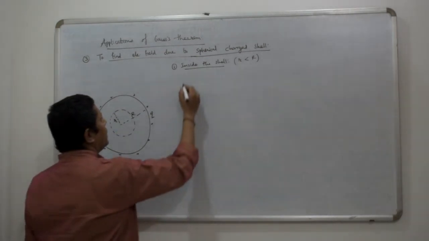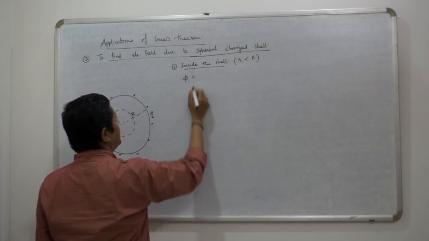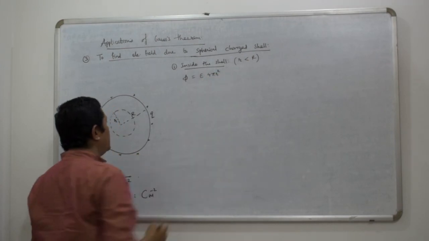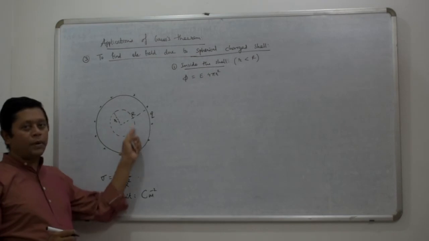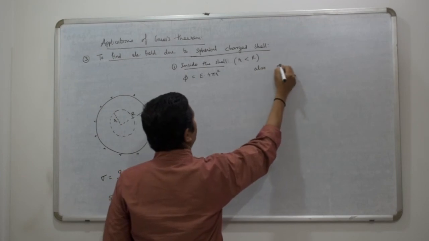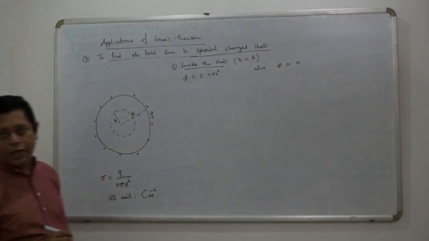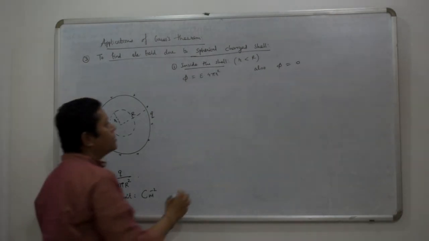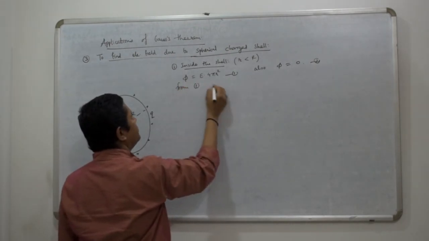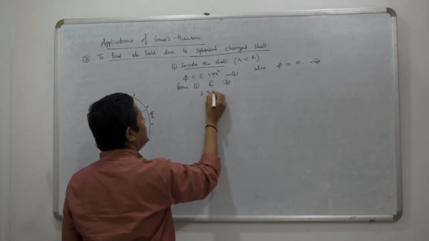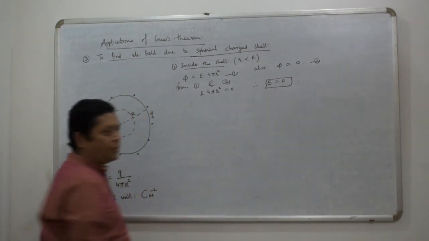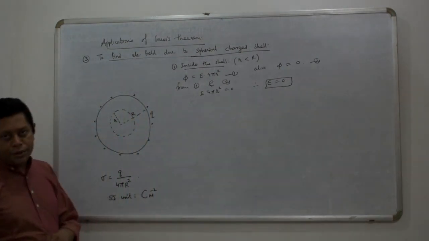According to the definition of flux, phi is equal to E into 4 pi r square. Electric field is E, and the surface area of the Gaussian surface is 4 pi r square. But according to Gauss theorem, flux phi will be equal to 0 because the charge enclosed by the Gaussian surface is 0. From these two equations, E into 4 pi r square is 0, and therefore E inside the shell is 0. Inside the shell, electric field is 0.